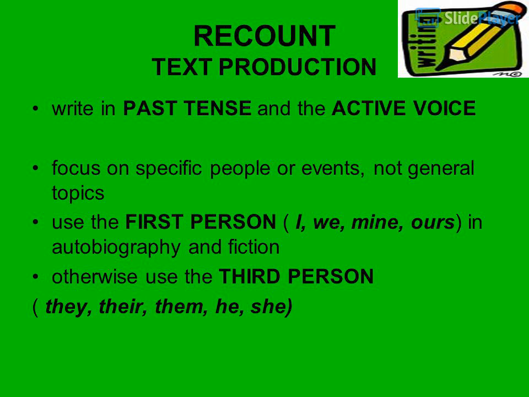Recount text production. Write in past tense and the active voice. Focus on specific people or events, not general topics. Use the first person, I, we, mine, ours, in autobiography and fiction. Otherwise use the third person: they, their, them, he, she.